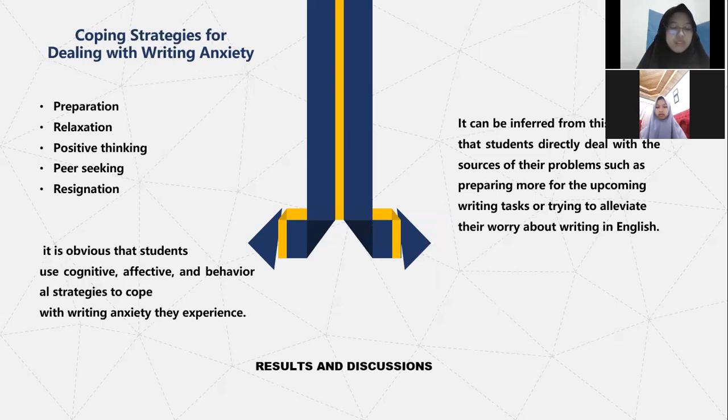And the fifth result is coping strategies for dealing with writing anxiety. Preparation, relaxation, positive thinking, persisting, and resignation are some strategies for dealing with writing anxiety. It is obvious that students use cognitive, affective, and behavior strategies to cope with the writing anxiety they experience. And it can be inferred from this research that students directly deal with the sources of their problems, such as preparing more for the upcoming writing task or trying to alleviate their worry about writing in English.